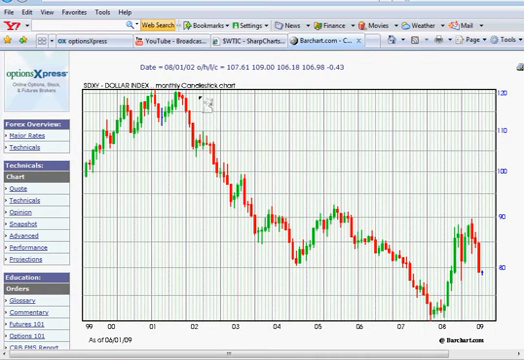Now, this is a chart of the US dollar index, and this is a monthly chart, so each one of these candlesticks is 1 month. This data goes all the way back to 1999, and then current prices over here. And you can see in 2001, there was a major high made in the US dollar index. And then we have this multi-year bear market.